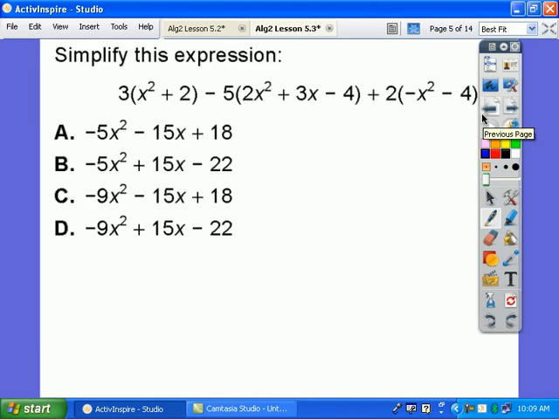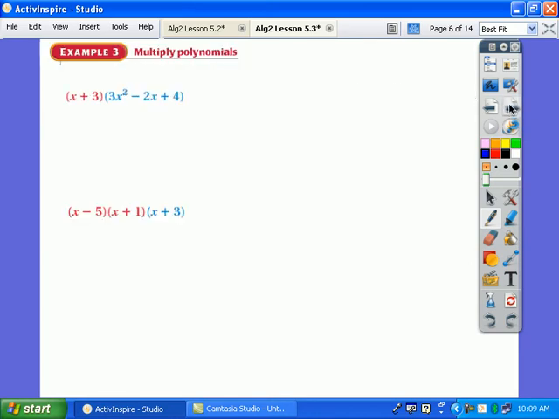This is a good problem if you wanted to practice. Again, if you're watching the video, please take your time and go through this. But let's move on to polynomial multiplication.